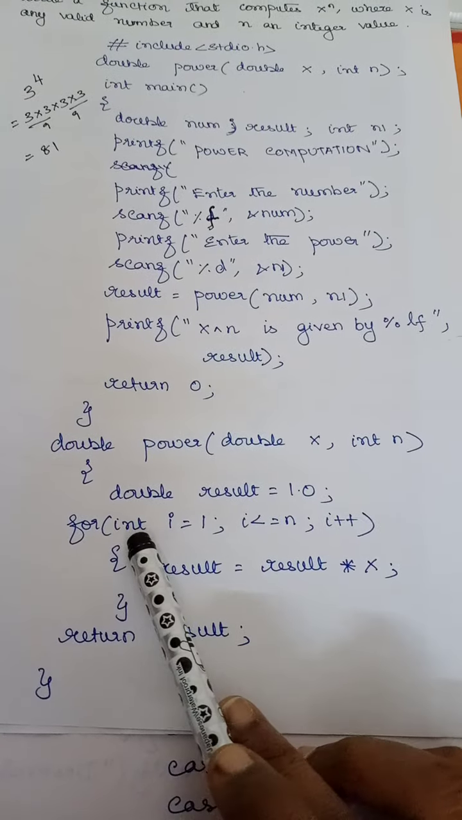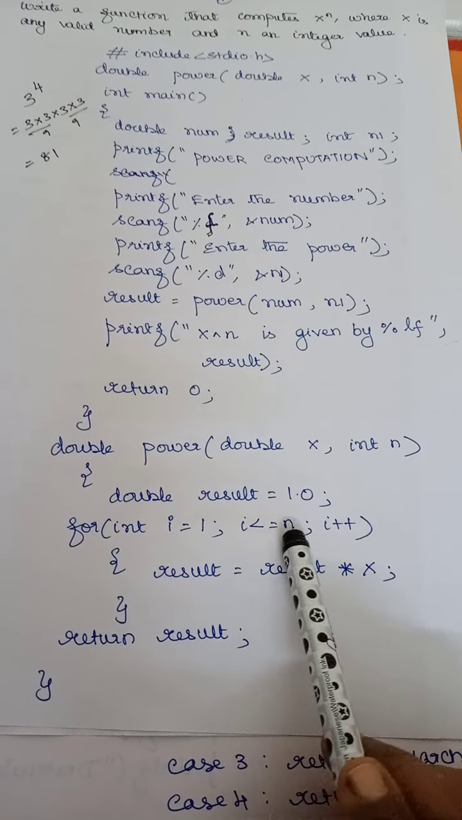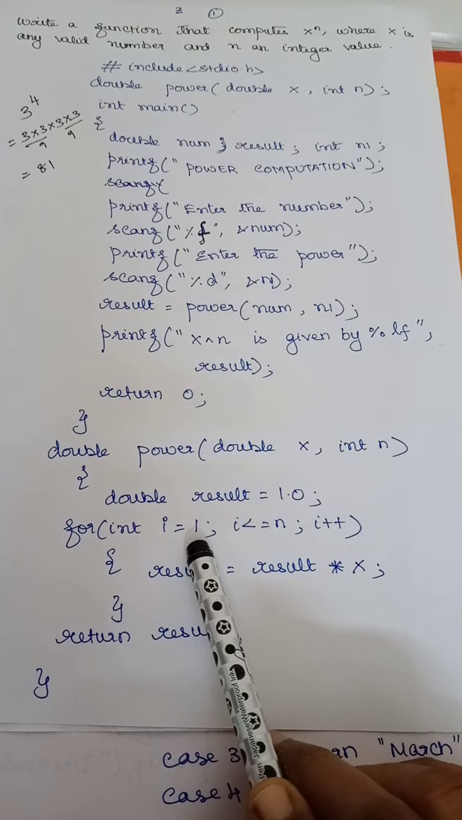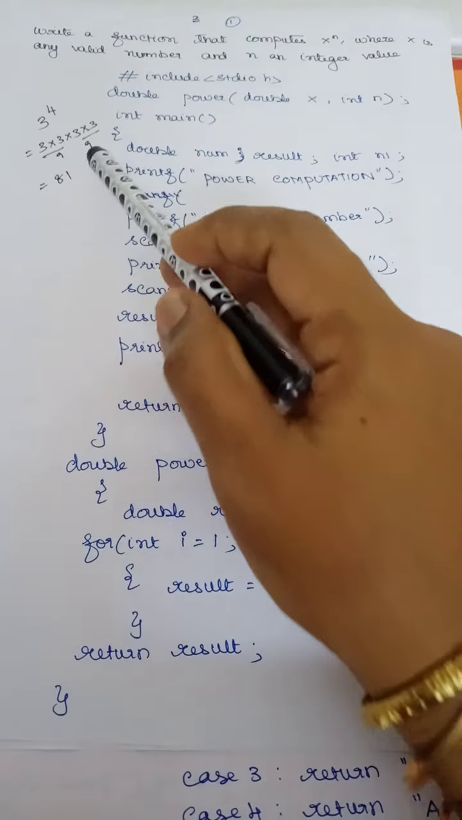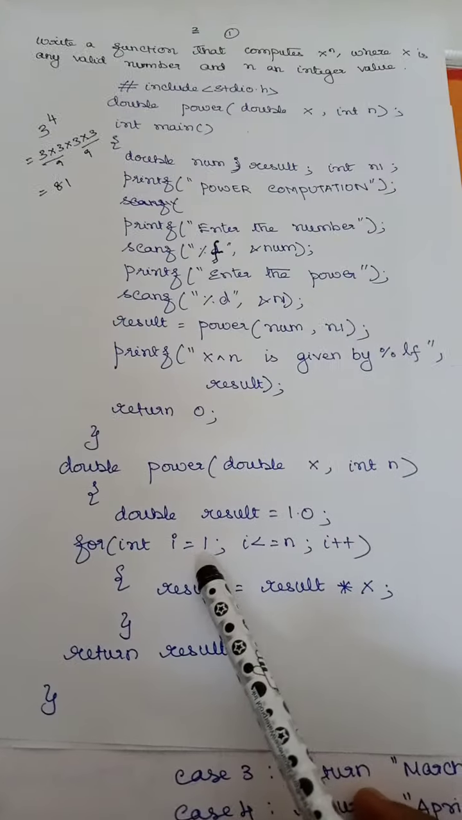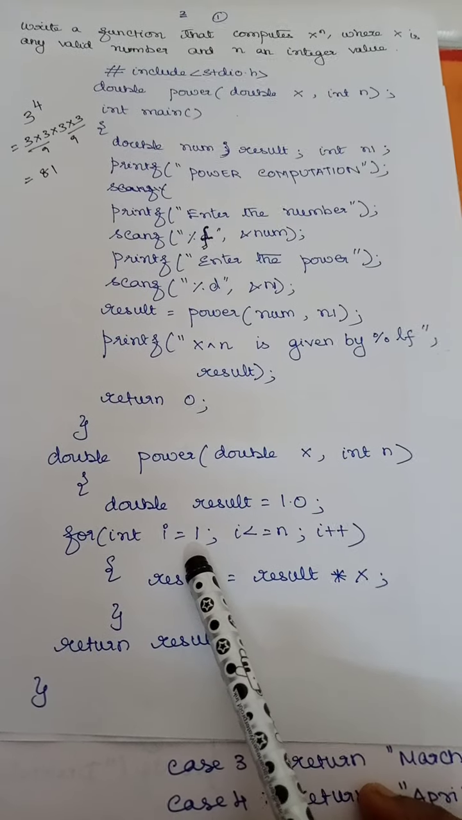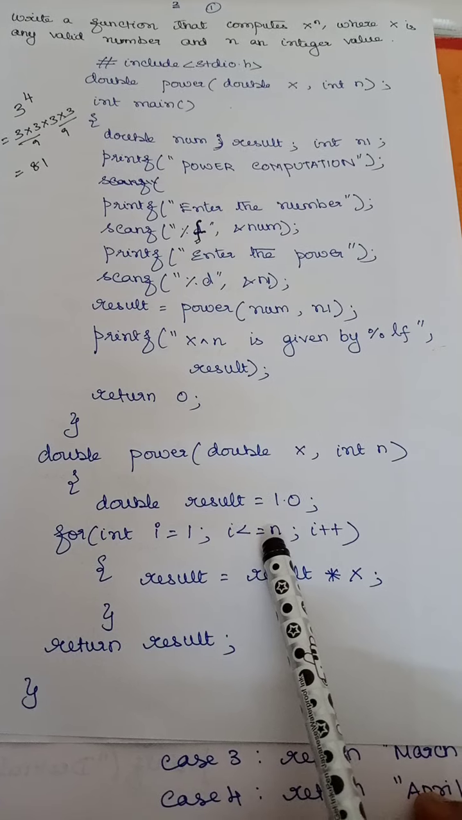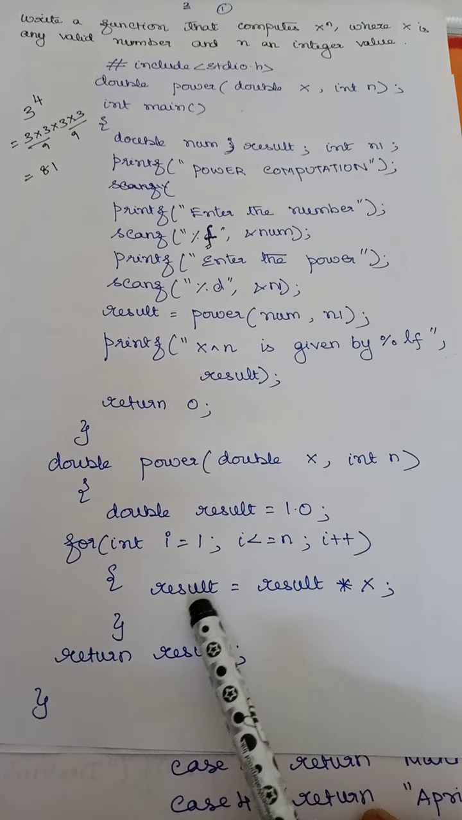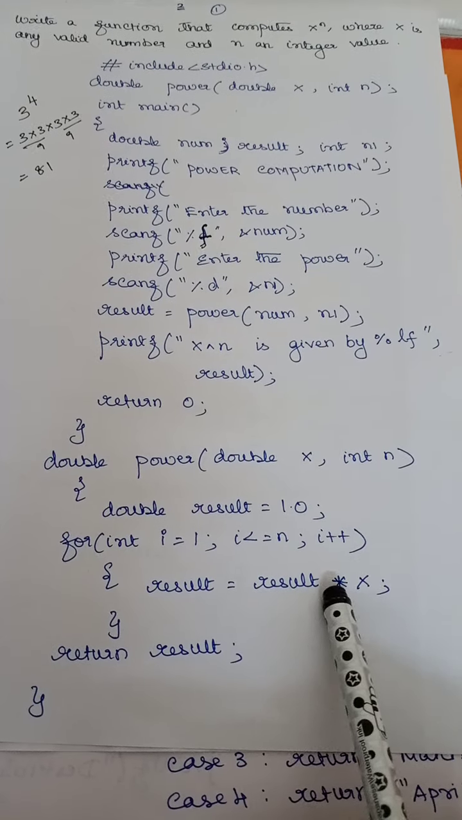Now for int i is equal to 1, i less than or equal to n, i plus plus. So what is the meaning of this? I need to multiply 4 times, right? The 3 value. So I am starting from 1, and since I am going while i is less than or equal to n, n times I need to multiply. So how do I multiply it? Result is equal to result star x.